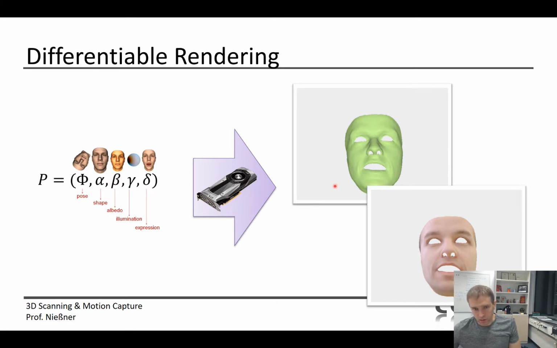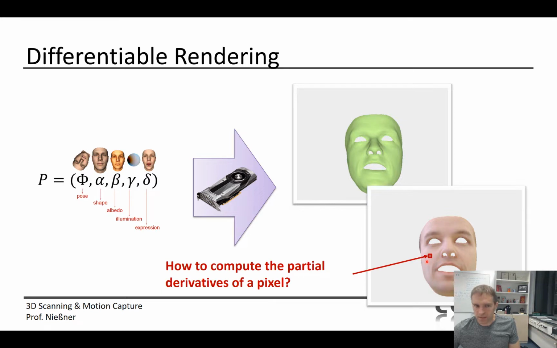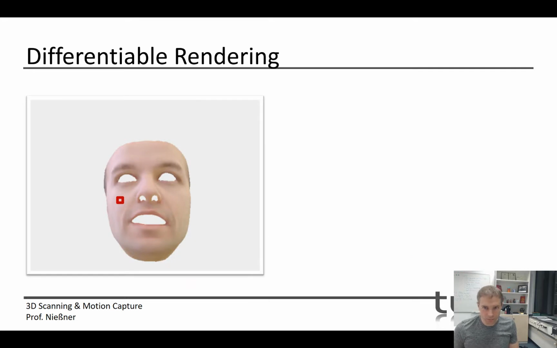And what we would like to know is, for instance, well, for this pixel, how do we compute the partial derivative? In other words, how is this pixel being affected with respect to the parameters p that we fed in originally? Okay, for that you have to understand the rendering process a little bit. So the way it works on the GPU is everything is a triangle, right? So this mesh here that we're having as input is a set of triangles.